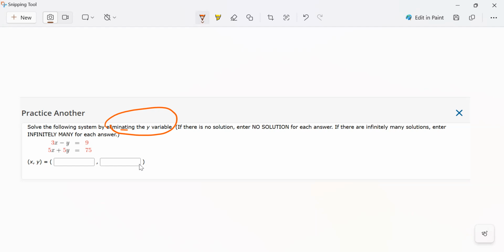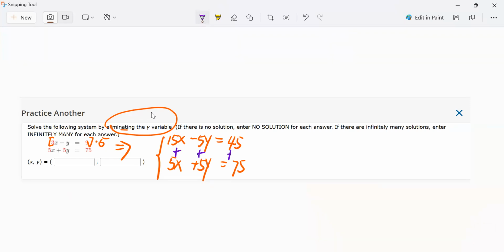All right, let's go over the solution. Since we want to eliminate the variable y, for the first equation you're going to multiply the whole equation by 5, because when we get minus 5y, then we can cancel the y. So when you multiply the first equation by 5, 3x times 5 is 15x. And 5 times minus y is minus 5y, equal to 5 times 9, 45. The second equation is 5x plus 5y equals 75. Now we're going to add those two equations, right? Sum them up because they are opposites. Minus 5y plus 5y, they cancel. 15x plus 5x is 20x. 45 plus 75, that's 120.